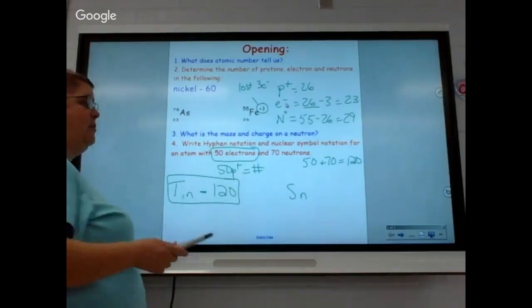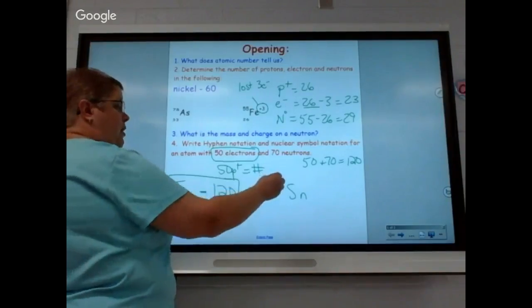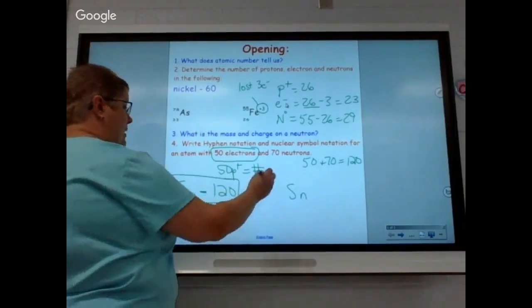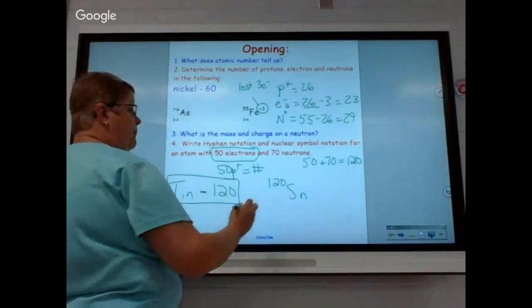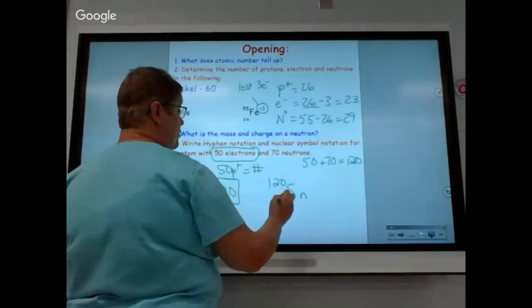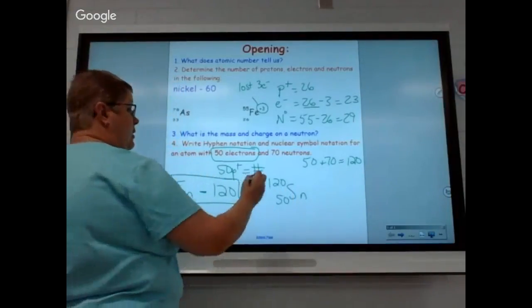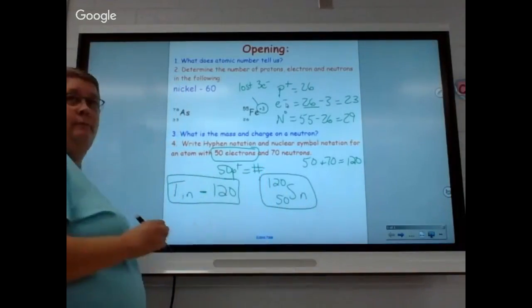Now, to do nuclear symbol, we use both numbers. What number goes at the top? The mass. So 120 goes at the top. And what number goes at the bottom? The protons, or the atomic number, which is the 50. Everybody okay with that one?